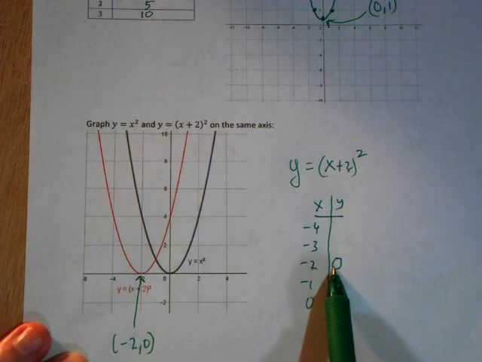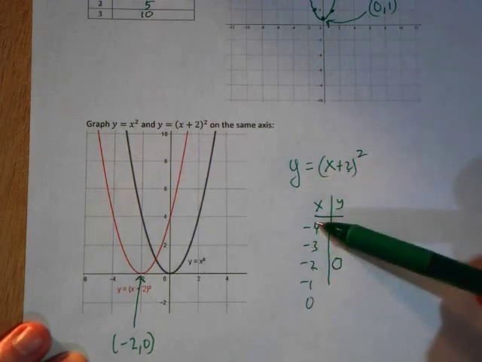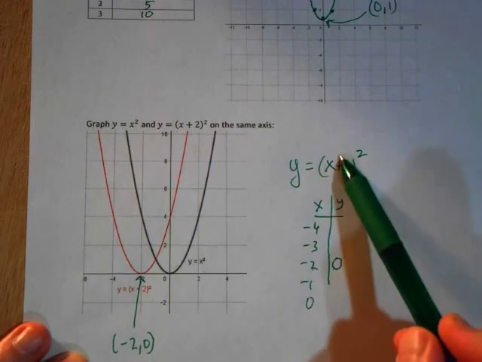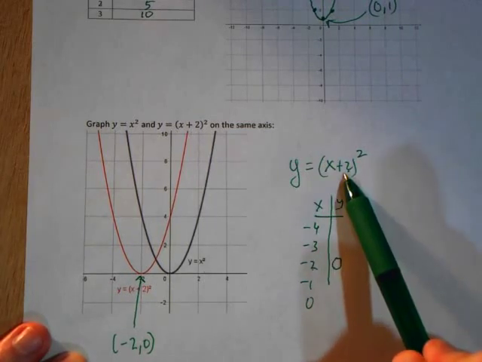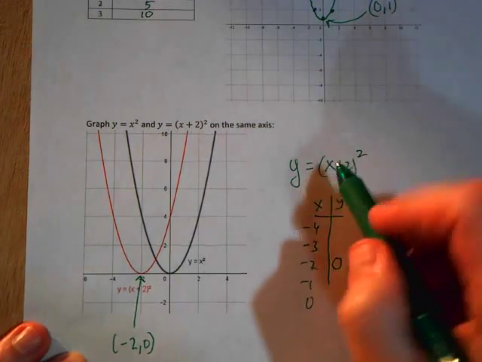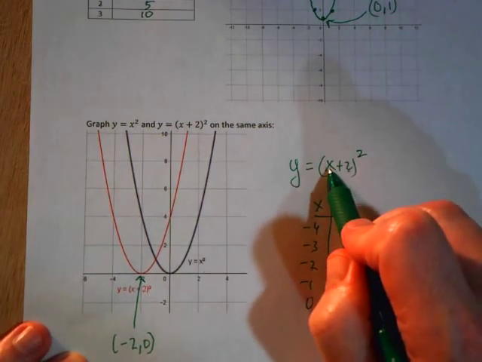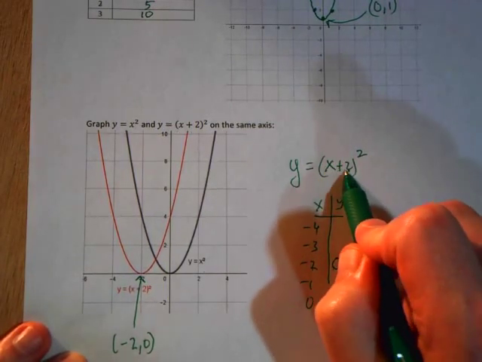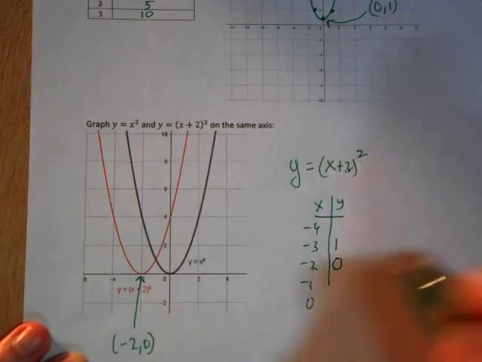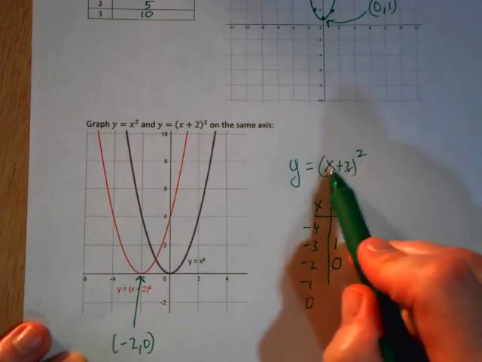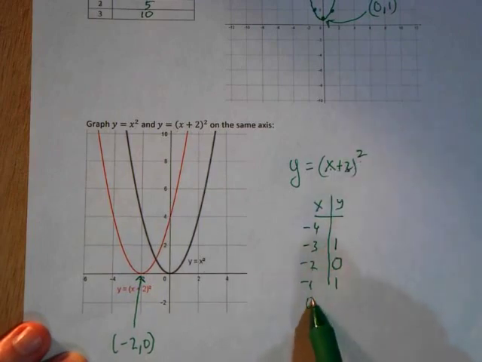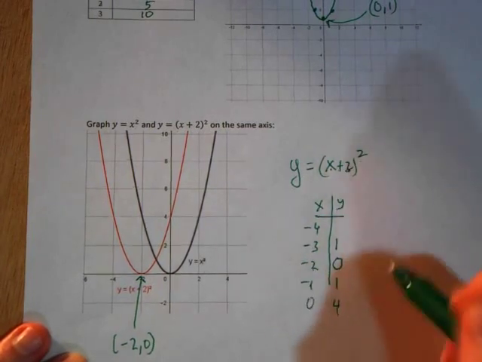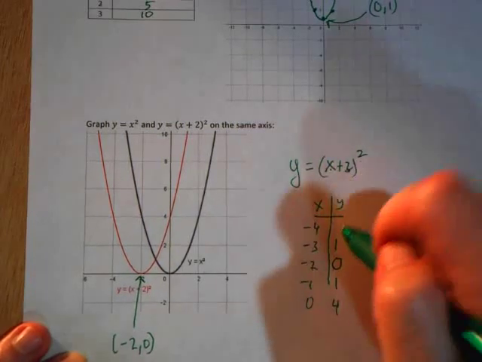The reason that's going to be the lowest spot is because when I plug any of these other numbers in, I'm not going to get 0 here. So when I square it, I'm going to get a positive number. That makes sense? Let's plug a few of these in. When I plug in negative 3 plus 2 is negative 1. Negative 1 squared is 1. When I plug in negative 1 plus 2 is 1. 1 squared is still 1. Plug in 0, I get 2 squared, which is 4. Plug in negative 4, I get negative 2 squared, which is 4.